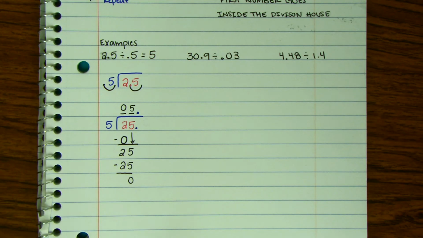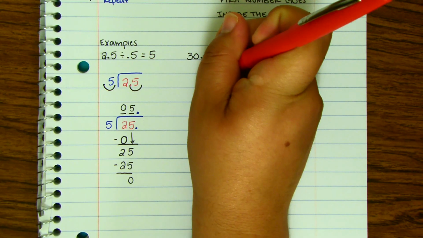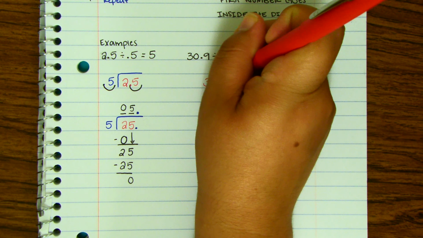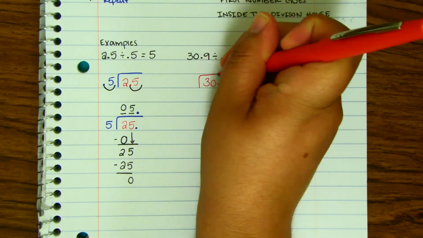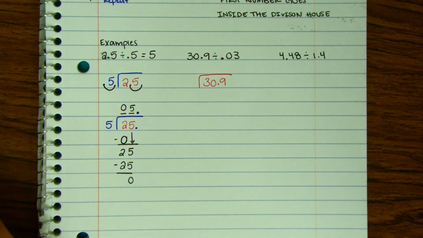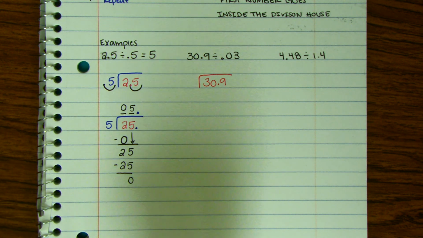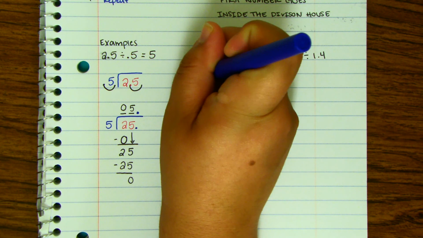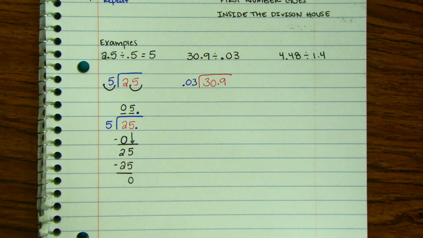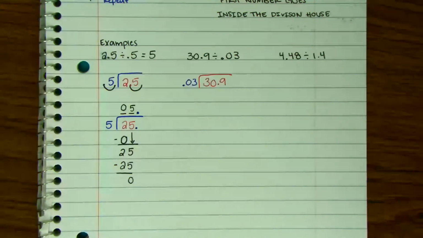Now I have 30.9, or 30 and 9 tenths, divided by 3 hundredths. I'm going to write this out. I'm going to put 30 and 9 tenths inside the division house because that is the first number in the problem. That is what is being divided. And 0.03 is the number that goes on the outside because that is the divisor.